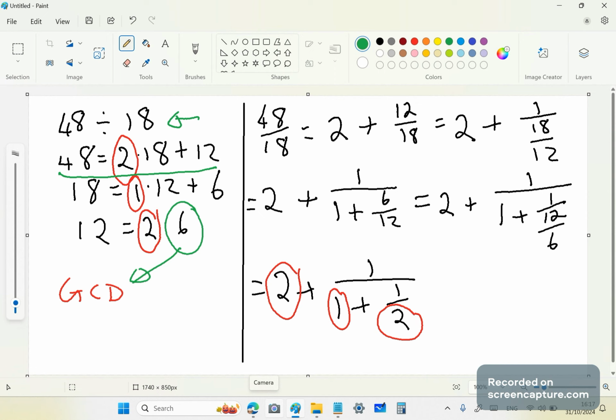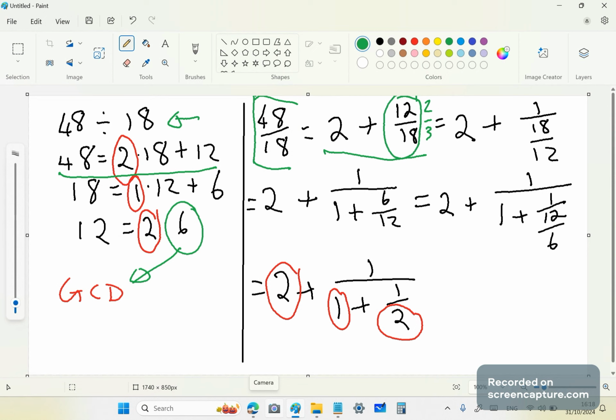And now if we did it using continued fractions, which is on the side here, we'd say 48 divided by 18 is 2 and 12 over 18. And of course 12 over 18 is the same as 2/3, isn't it? But we don't need to convert this to 2/3. We could just leave it as 12 over 18. If we convert it to 2/3, the rest of the calculations become simpler. But we'll just leave it as is and say that this here is equal to 2 plus 1 over 18 divided by 12, because 1 over 18 divided by 12 is the same as 12 over 18.